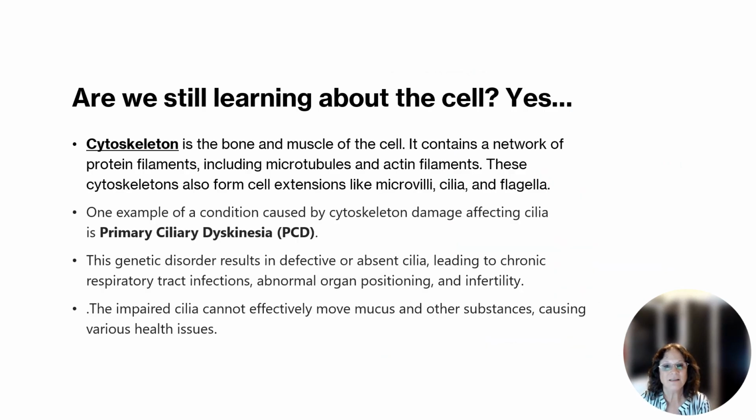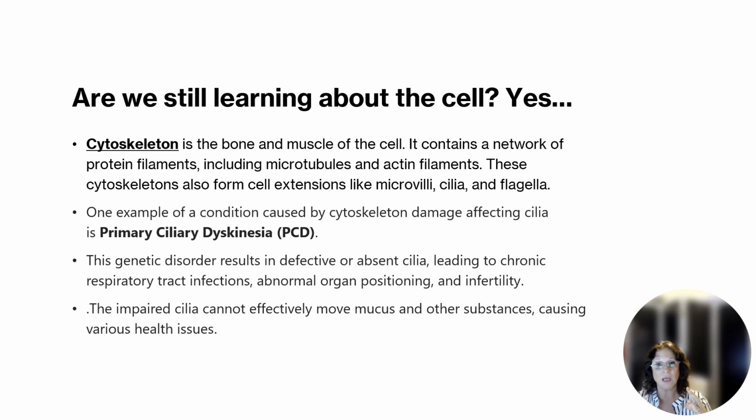So the cytoskeleton is basically the bone and the muscle of the cell, and it has networks of protein filaments, including things like microtubules and actin filaments. And these cytoskeletons also form cell-like extensions like microvilli, cilia, and flagella. And hopefully you remember those from A&P, particularly the cilia, which we see in our respiratory tract, and the microvilli, which we often see in our intestinal tract. These are things that are like little fingers or little hairs that can move fluid or substances out of the way, but they also provide a really good surface area for absorbing.